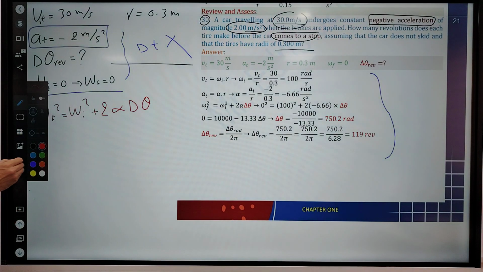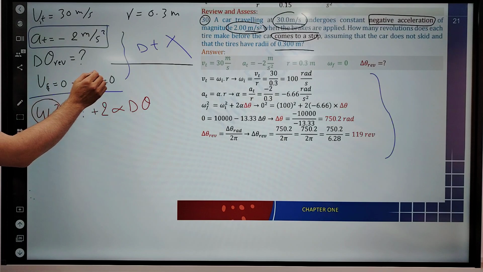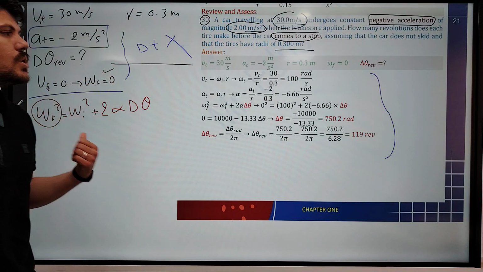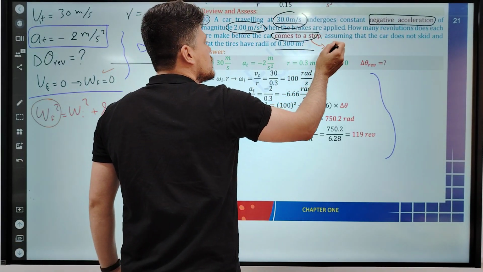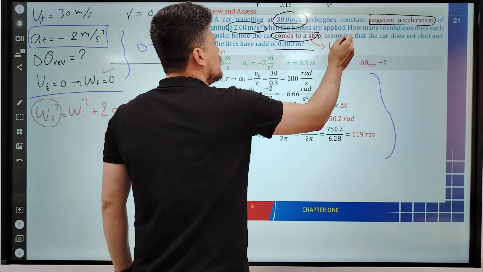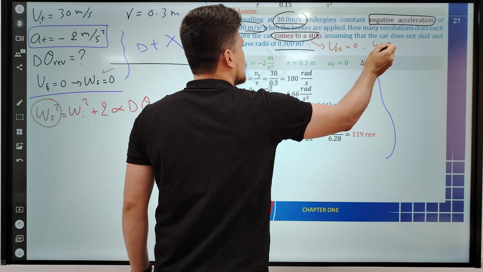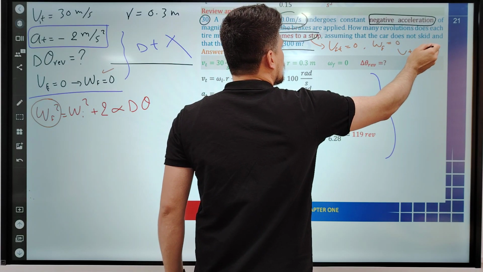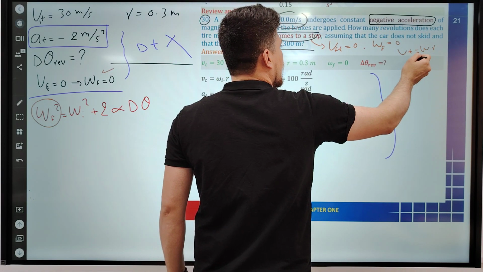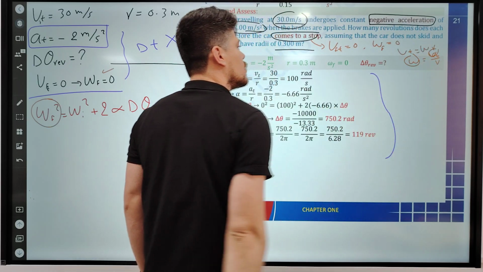So, but we have a problem here. What is the problem in this question? The problem is, do we have omega final? Yes, 0 was given. How did you know omega final is 0? Because the question said comes to stop. Comes to stop means that the tire is stopped. Vt is 0. When Vt is 0, omega final is equal to what? Also equal to 0. Why? Because Vt is equal to omega times r, and omega is equal to Vt over r. When V is 0, omega is also 0.